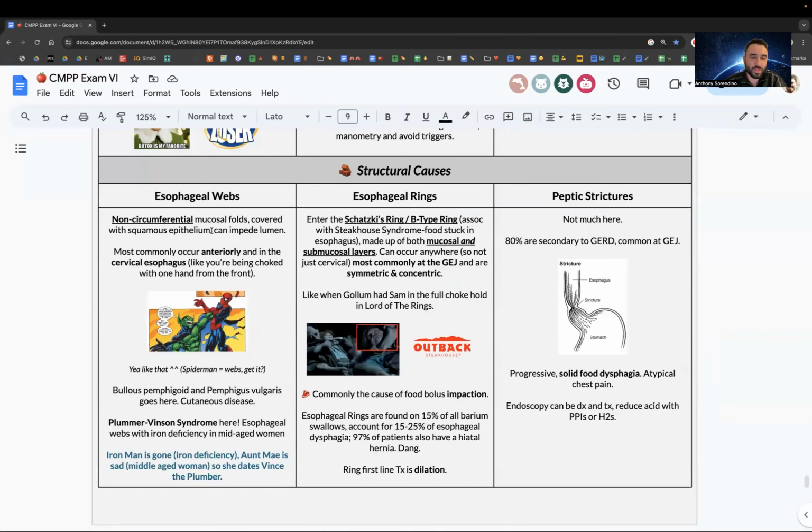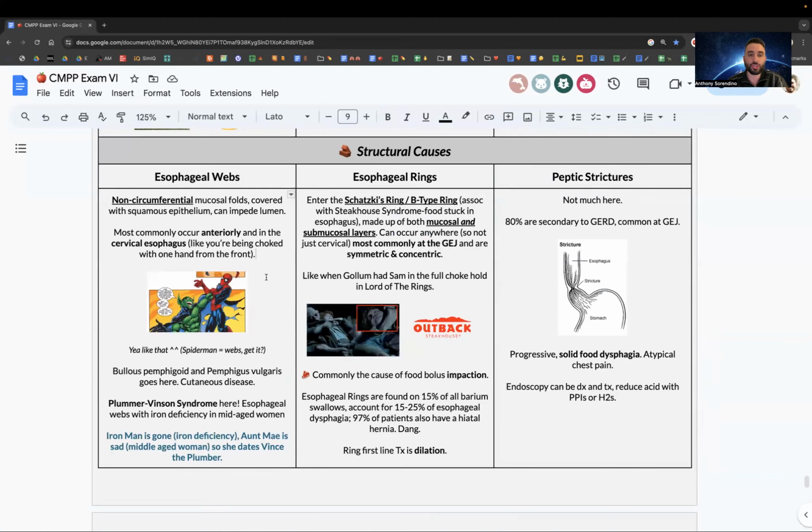Okay. The structural causes of esophageal dysphagia. These are kind of fun. So esophageal webs, these are non-circumferential mucosal folds, and they're covered with squamous epithelium. I think of this like Spider-Man getting choked. It's in the cervical area, and it's not around the entire neck. It's just anteriorly. That's the big thing here. They're not circumferential. That'll be rings, okay?